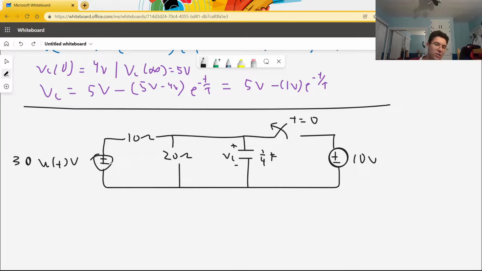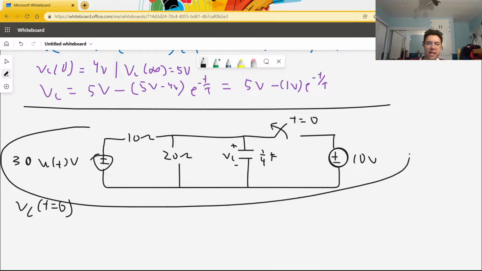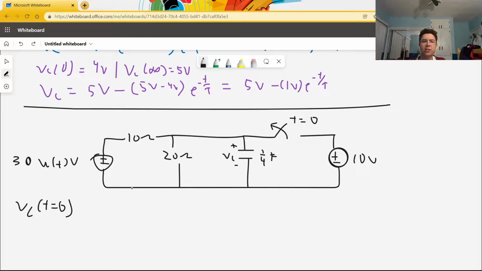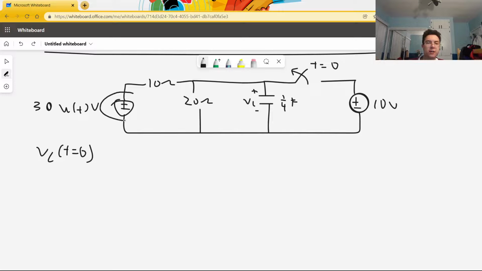Before t equals 0, this voltage source is not here and simply acts as a short circuit. To determine the voltage across the capacitor at time t equals 0, we need to write this circuit as if it is in the steady state before it has changed. So how does it look before t hits 0? Before t hits 0, this battery does not exist, so there is simply a 10 ohm resistor. There is also the 20 ohm resistor.